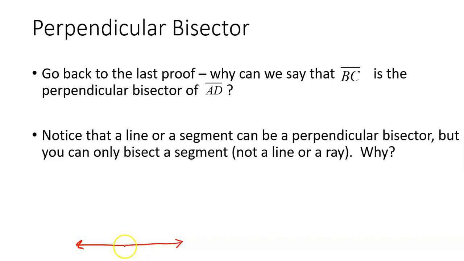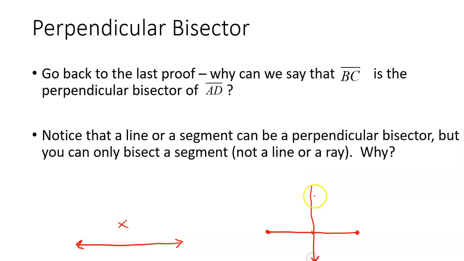Remember, that line is just a little piece of something that goes on forever in both directions, so I can't bisect a line. I can bisect a segment, right? If that's the endpoint of one, that's the other endpoint. So I could actually measure it out, and I could find out, let's say that that's the middle of the segment, and then I can have a perpendicular bisector of the segment.